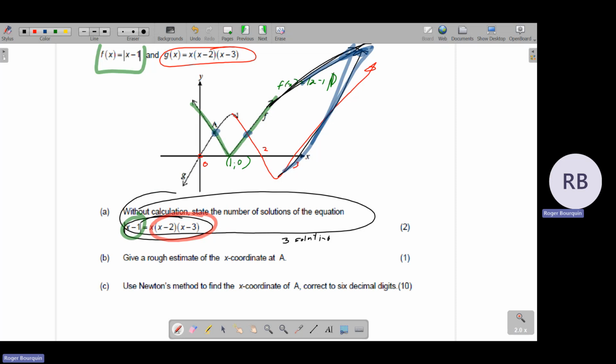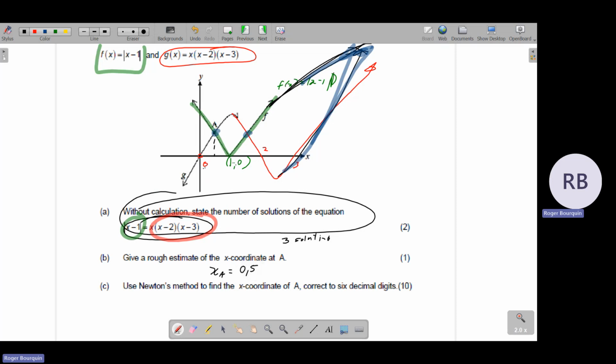Then it says, give a rough estimate of the x-coordinate of A. Well, this is 0, this is 1, so A is in line with that. I would say you can't really be wrong if it's anything between 0.2 and 0.8, I guess. So the x-coordinate of A, I would guess, let's make it 0.5.